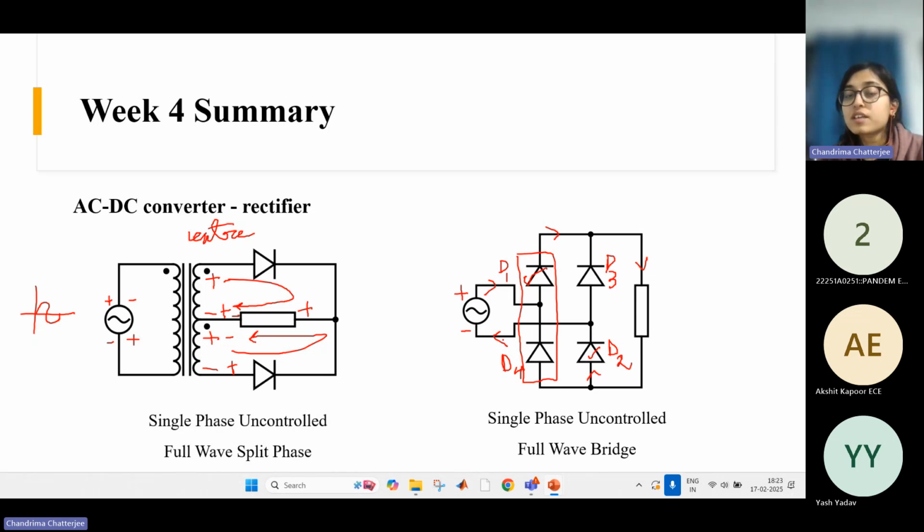During the negative half cycle, the remaining two diodes will become forward biased. So the current path will be from here through D3, again through the load, and now it will come back through D4 to the source. Okay, this will be the current path in the two half cycles. Okay, is it okay?